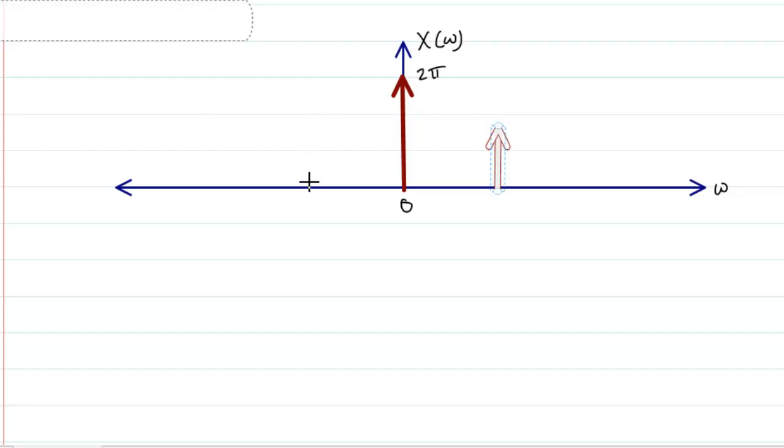Okay, for the case of cos, it's going to be this one, and it is going to have values at 2000 pi, and again this one is at minus 2000 pi. Both of them have a height of pi. This is the equation that we have just found from there.